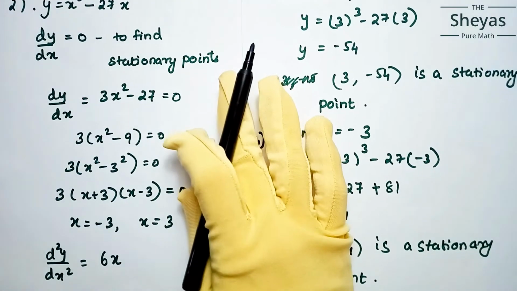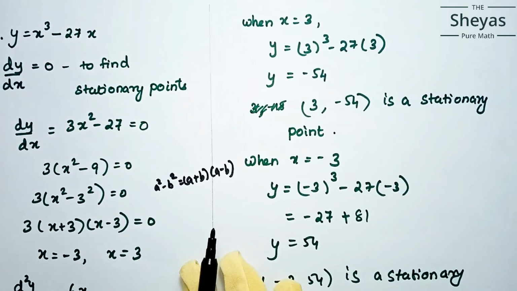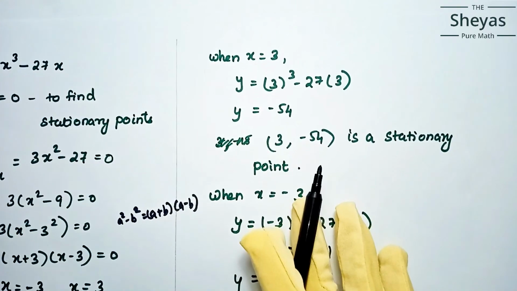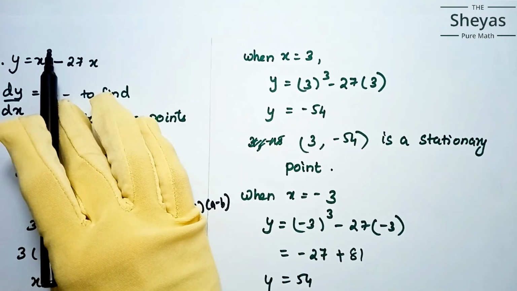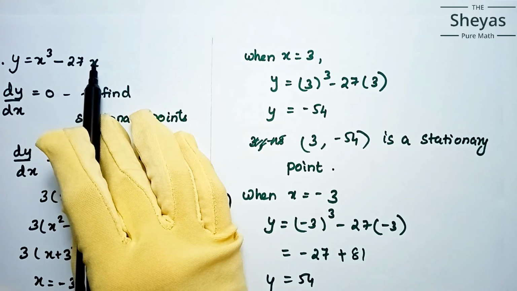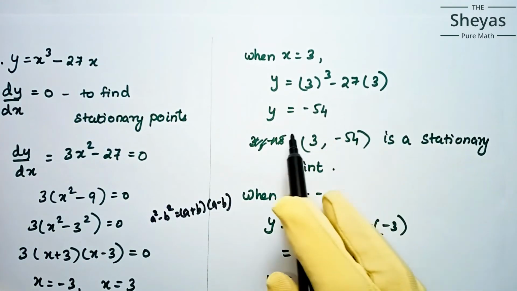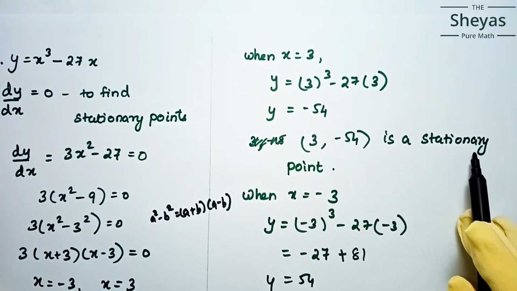Then you have got the x coordinates, so you have to find the y coordinates of the stationary points. When x is equal to 3, in the function y is equal to x cube minus 27x, you substitute 3, so y is equal to 3 cube minus 27 into 3, and y is equal to minus 54. So 3 comma minus 54 is a stationary point.